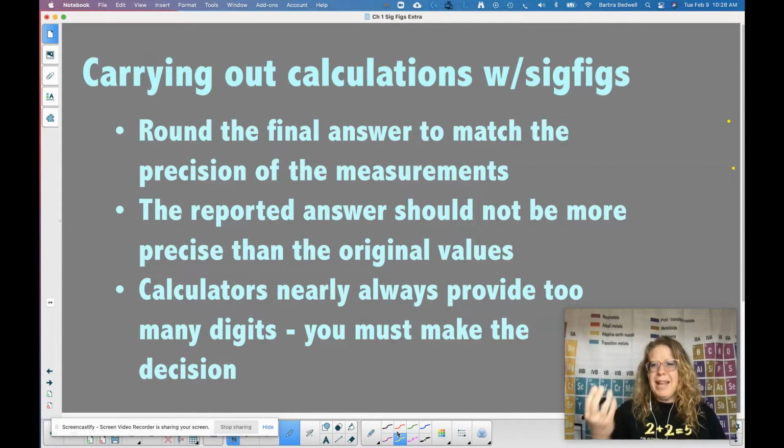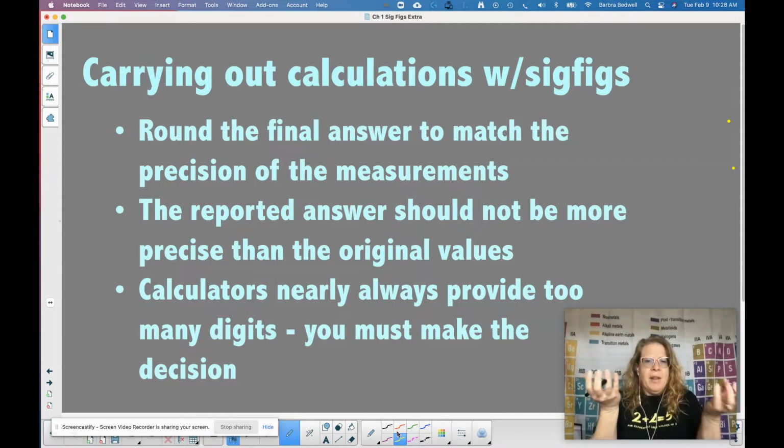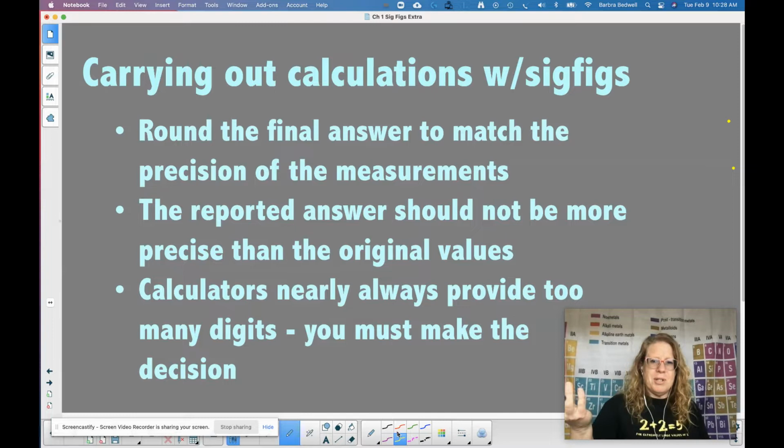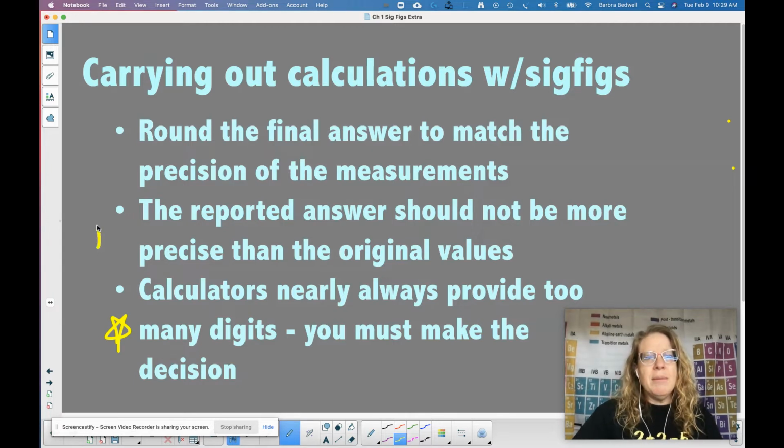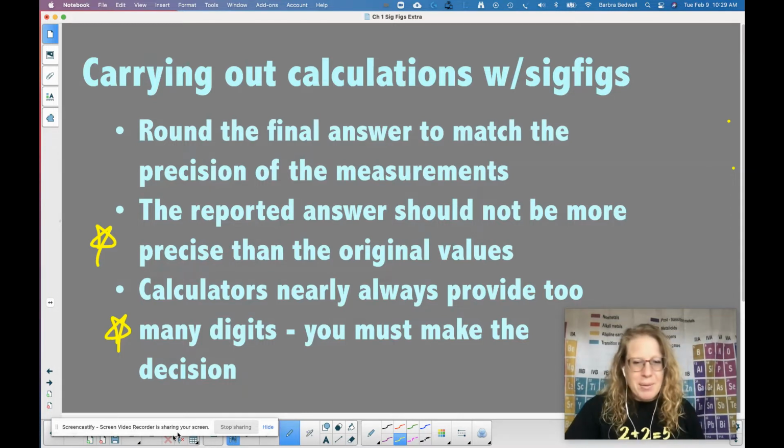So if we've got one excellently precise value and one really estimated value, that means our answer has to be consistent with the estimated value. You can't go ultra precise just because one piece of your data is precise. You have to go with the worst one. I know that sounds weird, but it's an honesty sort of thing in terms of reporting calculated values. Your calculator is almost always going to give you too many digits, and you need to make sure that your reported answer matches the quality of the data going in. So how do we do that?